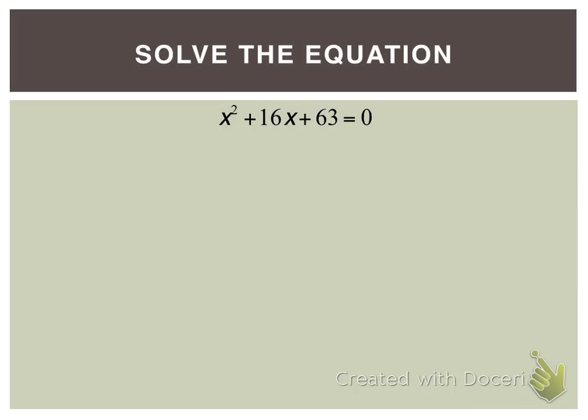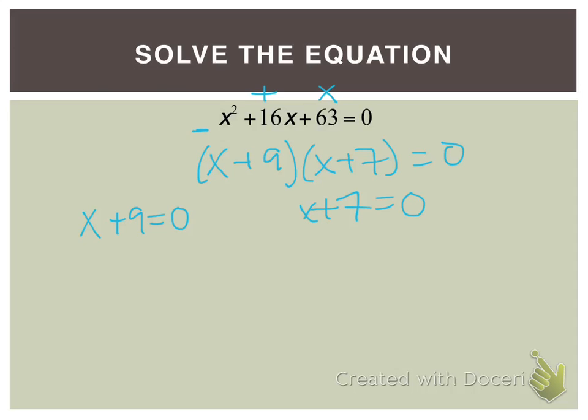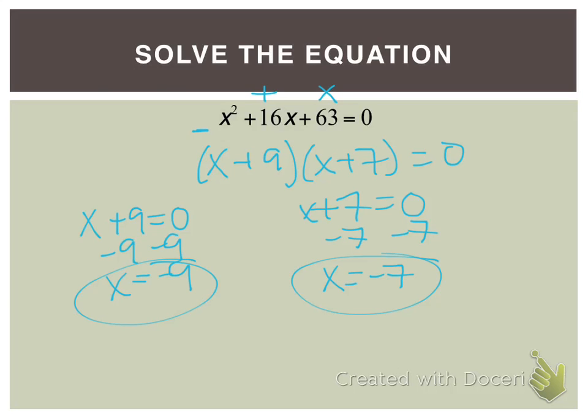Okay, this doesn't have anything to send back, so two things that multiply to get me 63, that add to get me 16. Well, 9 and 7 do, so I have x and 9 and x and 7, and still set equal to 0, and they both have to be positive to give me that positive 16 and positive 63. So then we just set them equal to 0. So subtract 9, x equals negative 9, subtract 7, x equals negative 7. So there are my two answers.